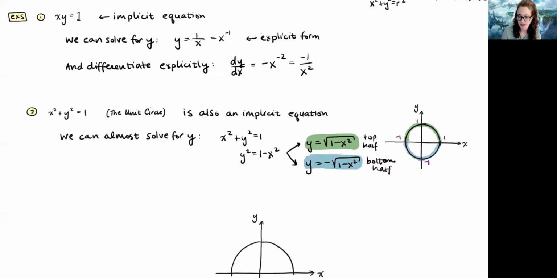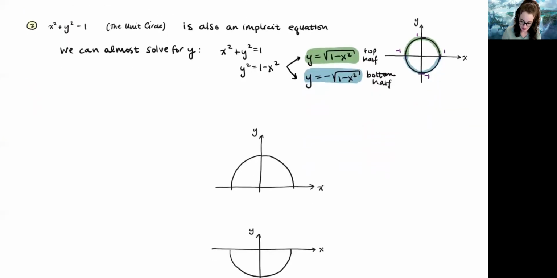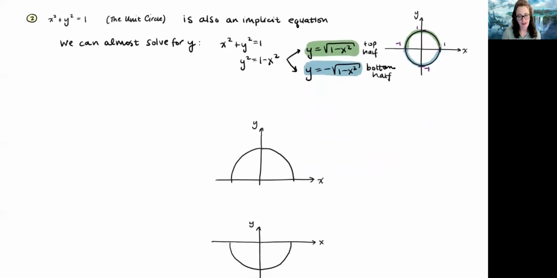But I just want to show this to you to give you a sense of why implicit differentiation is better, because we will find the derivative of this implicitly. Let's go through it explicitly first. So basically that's just the old way that we know how to find derivatives. So we can then differentiate each of these halves separately.